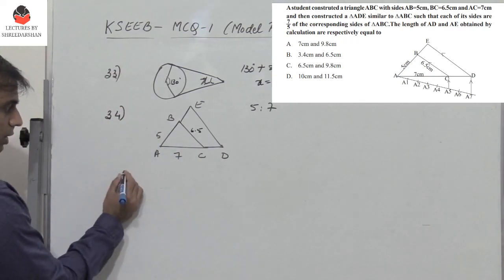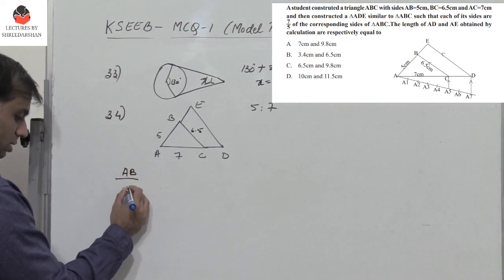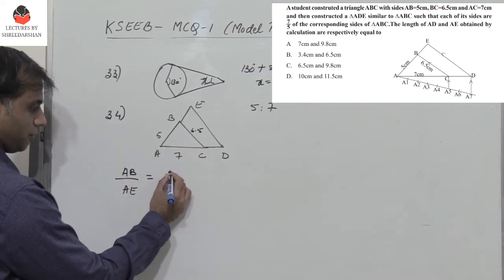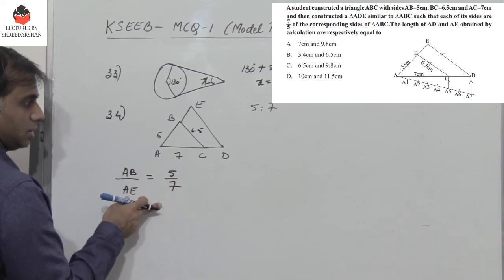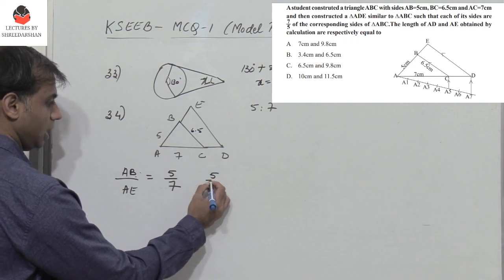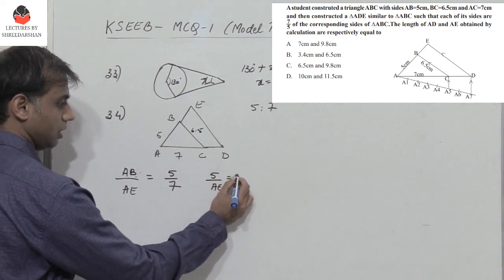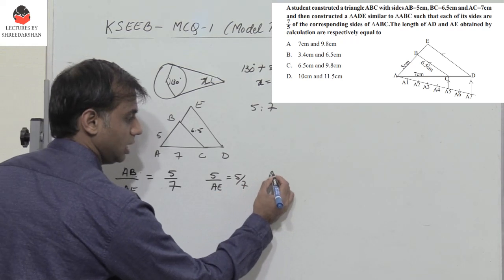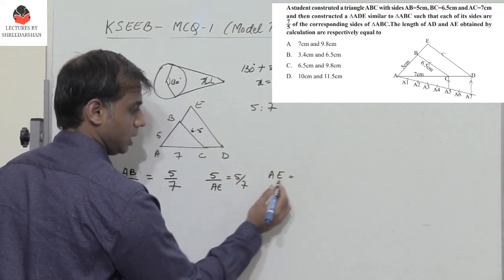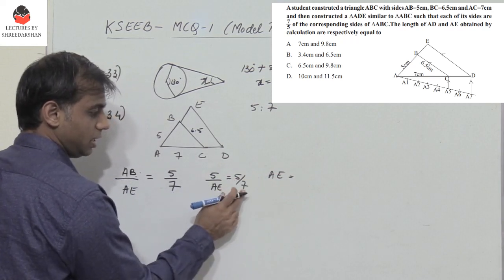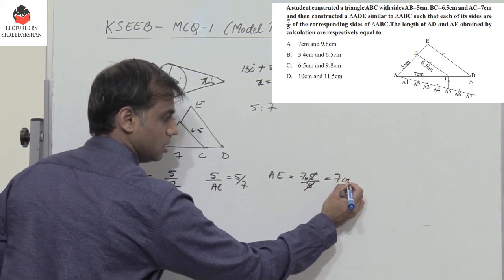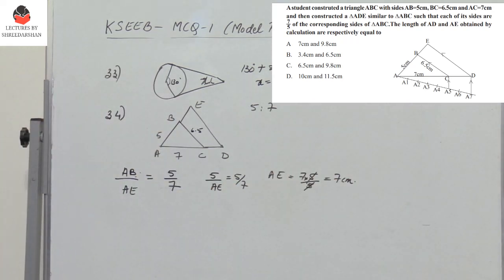So we know that AB by AE is equal to 5 by 7. They are given in the ratio, isn't it? Now what is AB? AB is 5. So 5 by AE is equal to 5 by 7. So what is AE? Take AE to the other side. So I get AE is equal to 7 into 5 by 5. So 5 gets cancelled. So AE is equal to 7 centimeters.